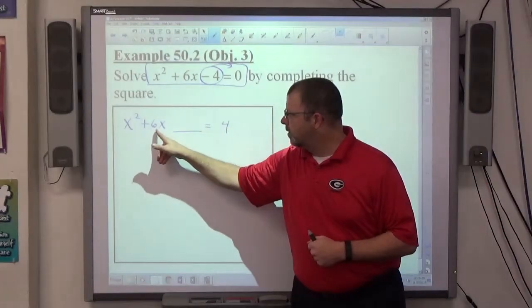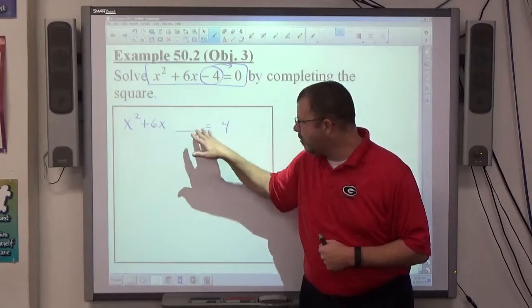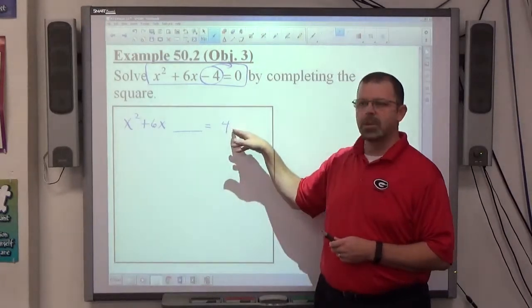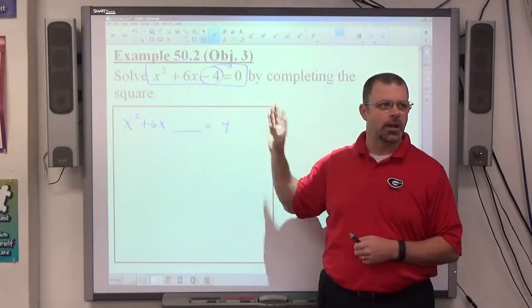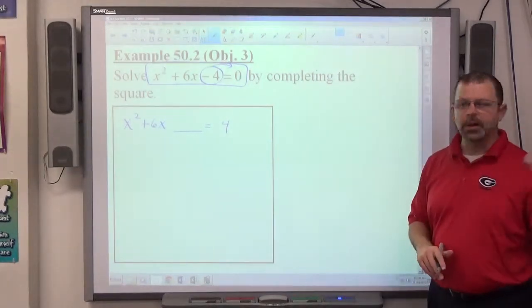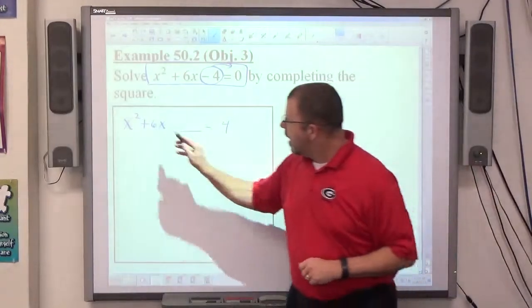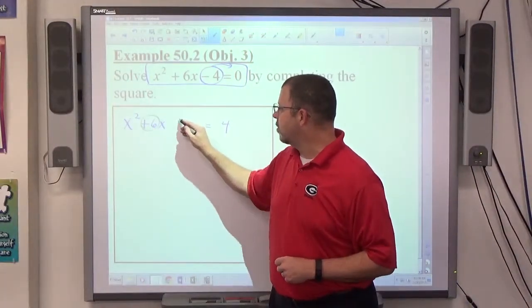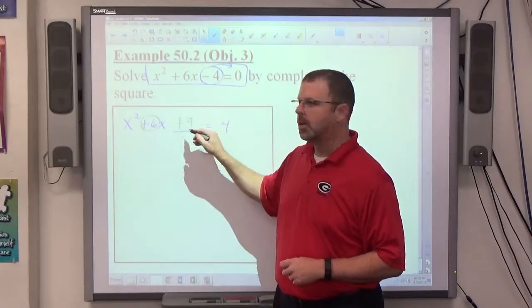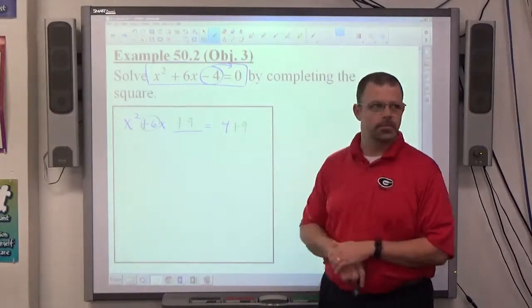X squared, something x, gap equals number. I don't care what this number is, just put it, whatever it is. Negative 4 moves across, becomes positive 4, that's fine. Step 3, complete the square. Plus 6x, half of 6 is 3, 3 squared is 9. So plus 9 is my magic number, so I'm going to do plus 9 to this side also.